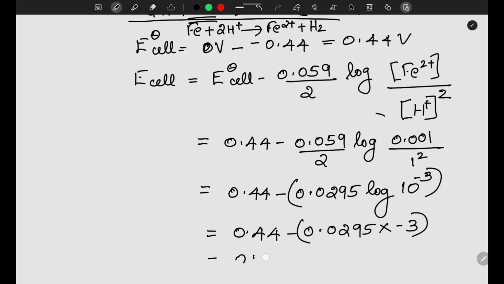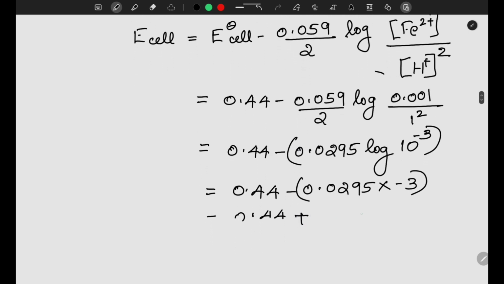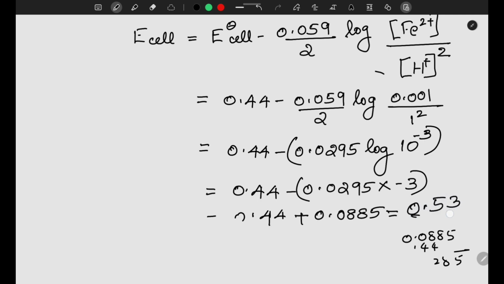So that is equal to 0.44 plus, when we multiply we will get 0.0885. So that will be equal to 0.0885 and 0.44. You will get 0.5285. So we can take it as 0.53. That is the E cell.